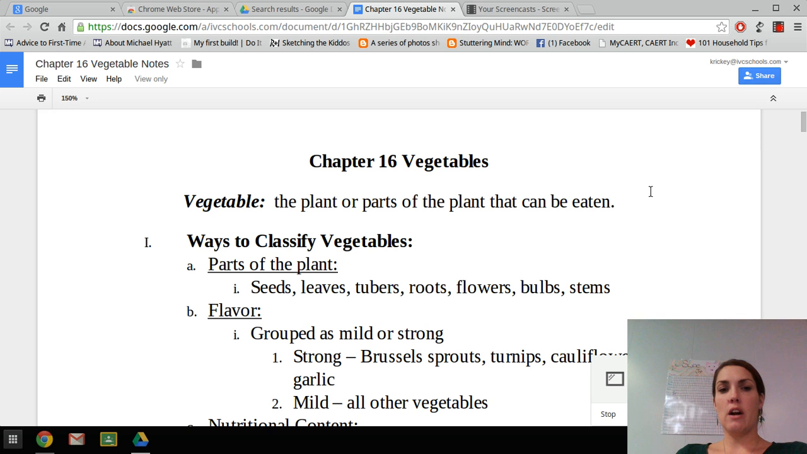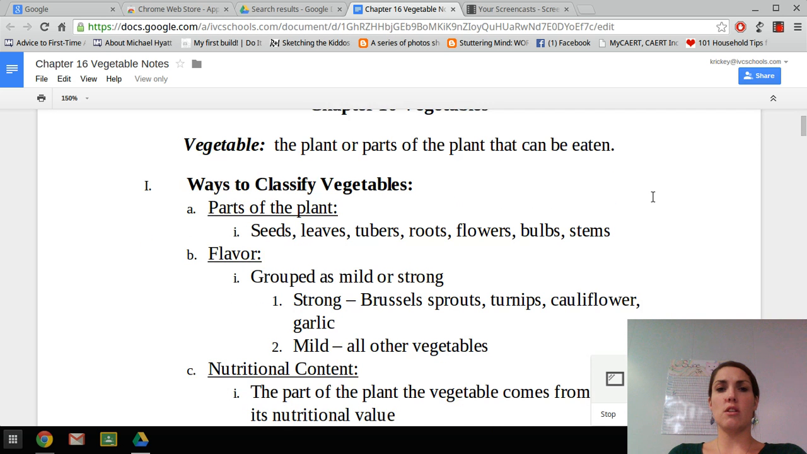All right, so to start off with, number one is asking you, what is a vegetable? And it is the part or parts of the plant that can be eaten. Literally anything that's part of the plant that can be eaten can be classified as a vegetable. Your second thing is asking you, how do we actually classify vegetables?